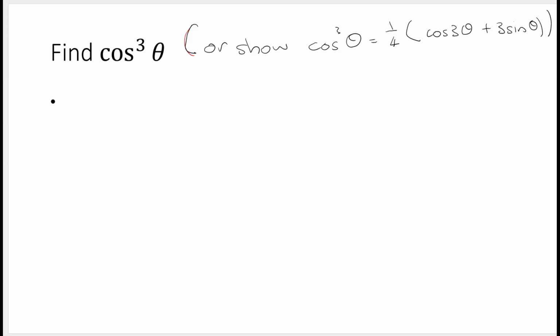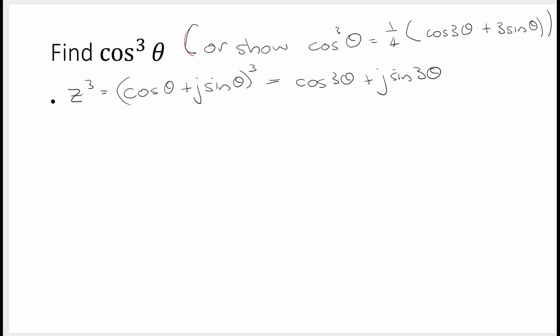So it might be written like that. Okay, so now we remember that z cubed equals two ways, either (cos theta plus j sine theta) cubed, or that it's equal to cos 3 theta plus j sine 3 theta. Now all we have to do is make the sides equal by expanding the first bit, because we can expand that, and then we pick out what it is we need.